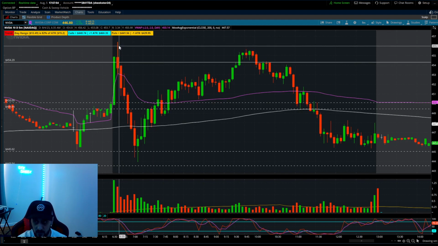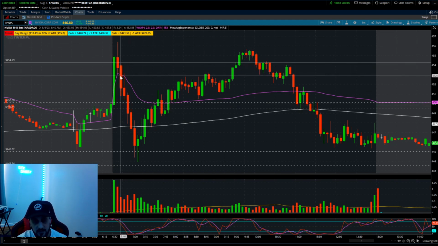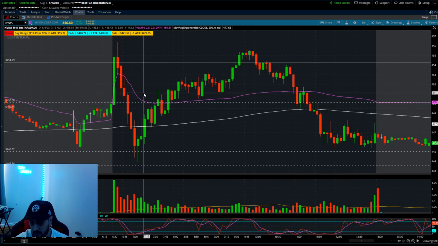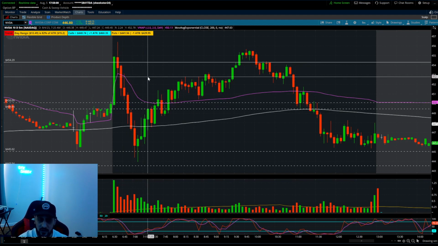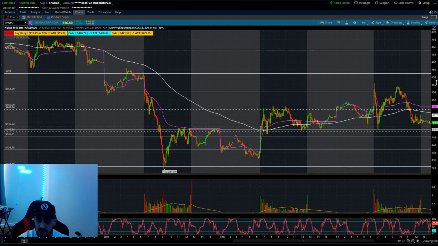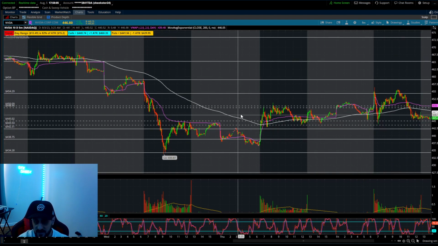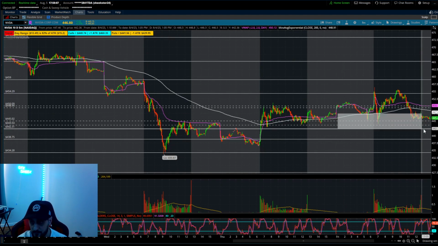This was a strong sign. I should have taken this big wick as a rejection. Didn't. Ended up losing some money, but that's part of trading. You're not going to win every single trade. What you want to do is maximize your chances of winning these trades by finding these levels and using confirmation.